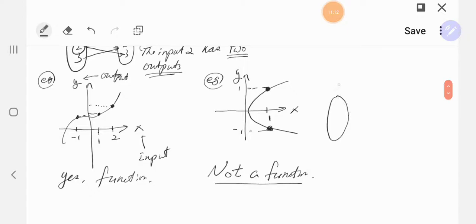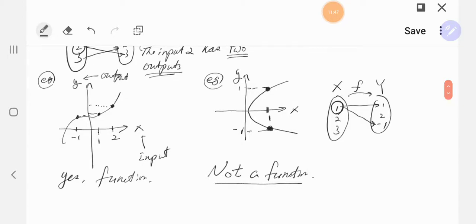In this case, here is x, here is y, and the relation is f. Then 1, 2, 3, and -1, something like that. If x equals 1, then we have a y value of 1, and another y value of -1. Can you see it? So input value 1 has 2 outputs. Since it has 2 outputs, it's not a function. Make sense?